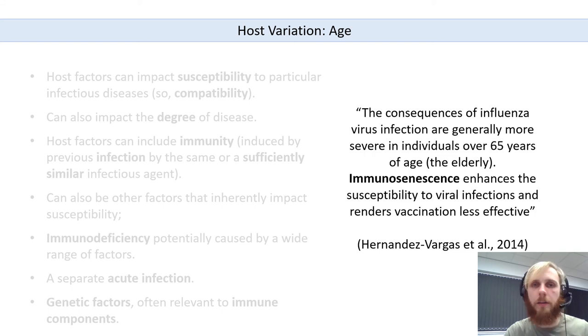Influenza is a clear example of this. An influenza infection in a young healthy individual in their 20s is typically, statistically, very different in terms of outcome and progression to an influenza infection in an individual in their 90s. We intuitively understand this, I'm sure. But again, I'm just laying out that this is an example of host variation and the variant here is age. Technically, the relevant aspect of age we're referring to is immunosenescence, this idea that the immune system itself ages and changes over time.